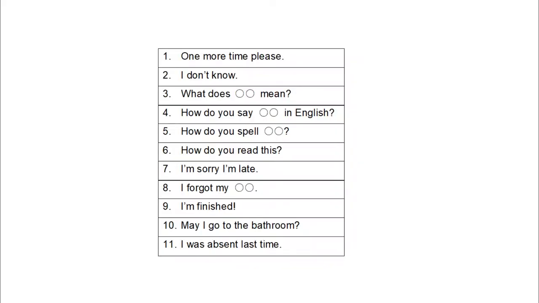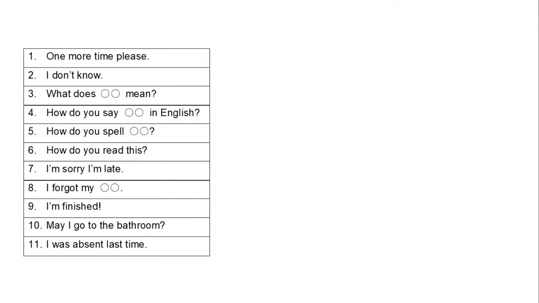Here's your classroom English. Let's review. Number 1. One more time, please. Number 2. I don't know. Number 3. What does maru-maru mean? Number 4. How do you say maru-maru in English? Number 5. How do you spell maru-maru? Number 6. How do you read this?